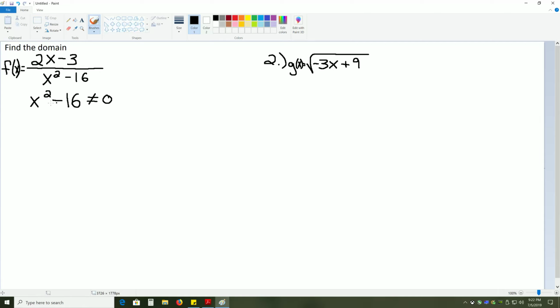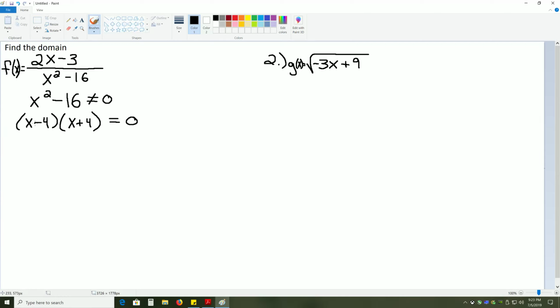To solve it, we could use the square root property or factoring. I'll just use factoring to make it pretty quick and simple. Since this is a difference of squares, this will factor into x minus 4 times x plus 4. And we're setting that result equal to 0. You can use an equals or does not equal. Either way, we're saying this cannot be equal to 0.